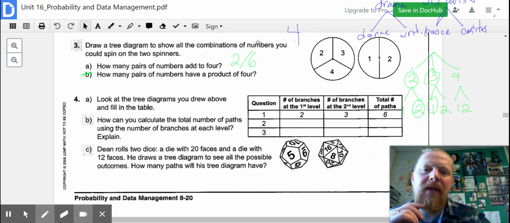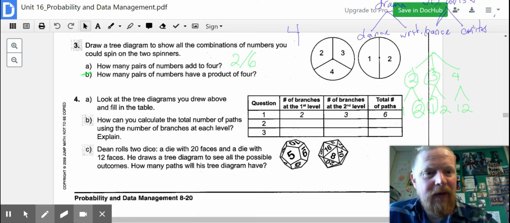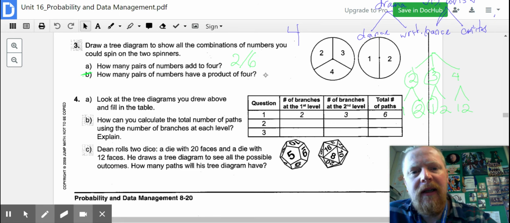How many pairs of numbers have a product of 4? So multiply to make 4. 2 times 2 and 4 times 1. Those both have a product of 4. That is also 2 outcomes out of 6.